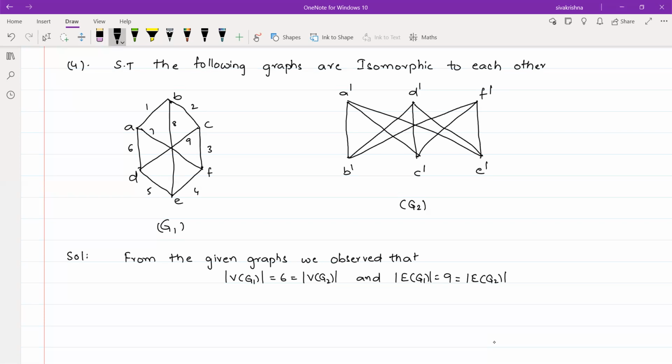If you select any vertex in graph 2, now I am going to select E dash. In E dash also we are having 3 edges incident on that particular vertex. It means the degree of that vertex is also 3. So in graph 2 also each and every vertex is of degree 3. So that is what I am writing now.